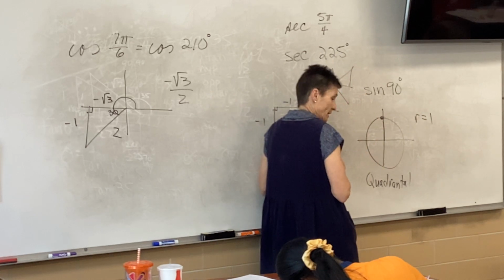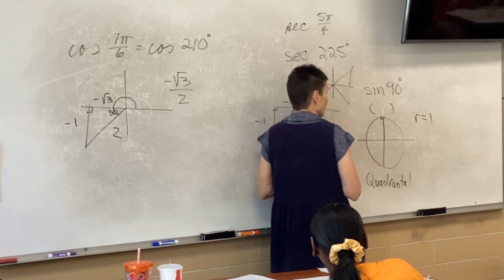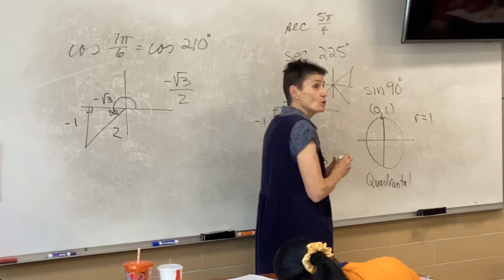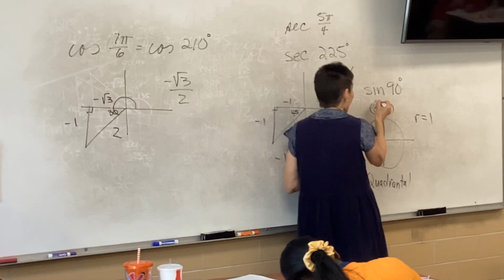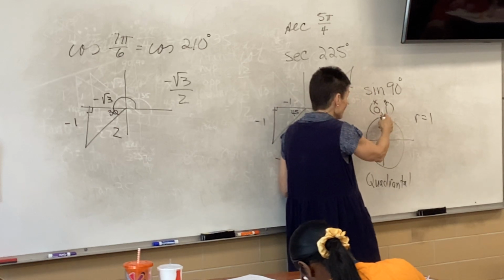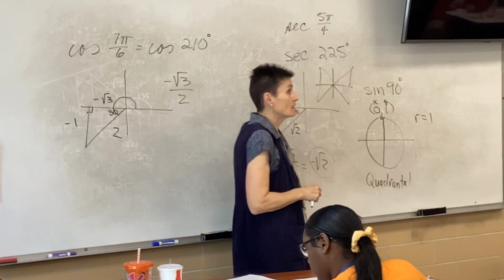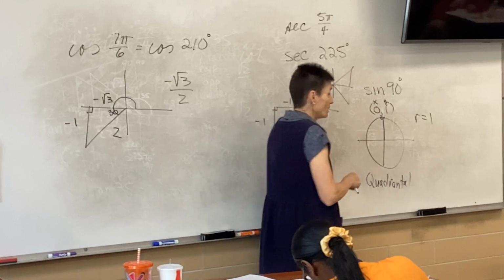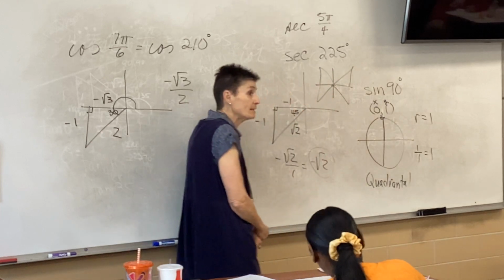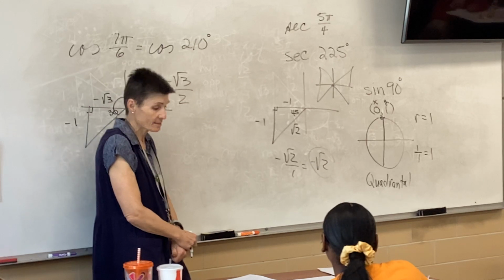If the radius is 1, then you should be able to tell me the coordinates of this point. What are the coordinates of that point right there? 0, 1. So in other words, X is 0, Y is 1. That's a point, X, Y, and R is 1. So what's the circular definition for sine? Y over R. So I simply put 1 over 1, and the sine of 90 is 1. How cool is that?